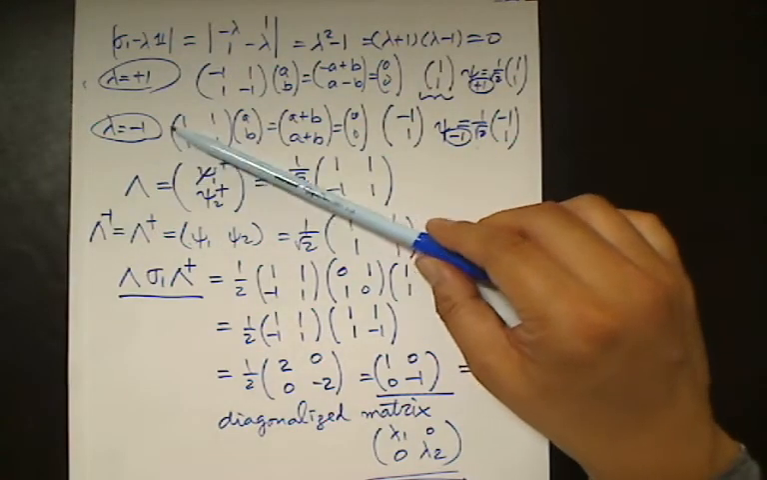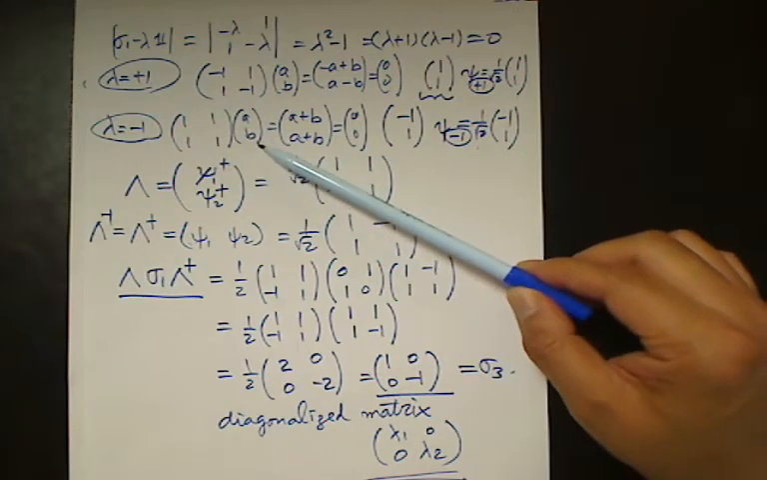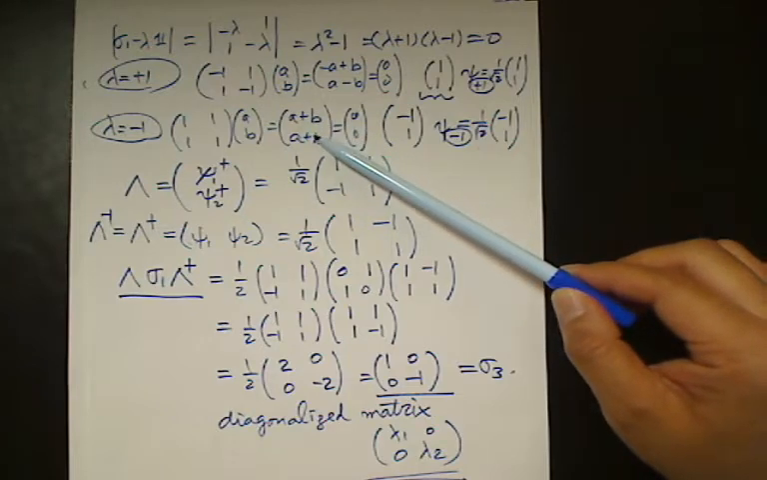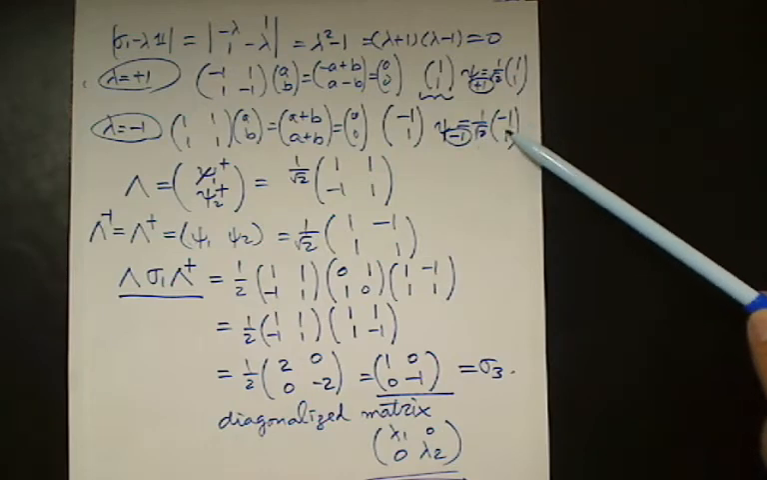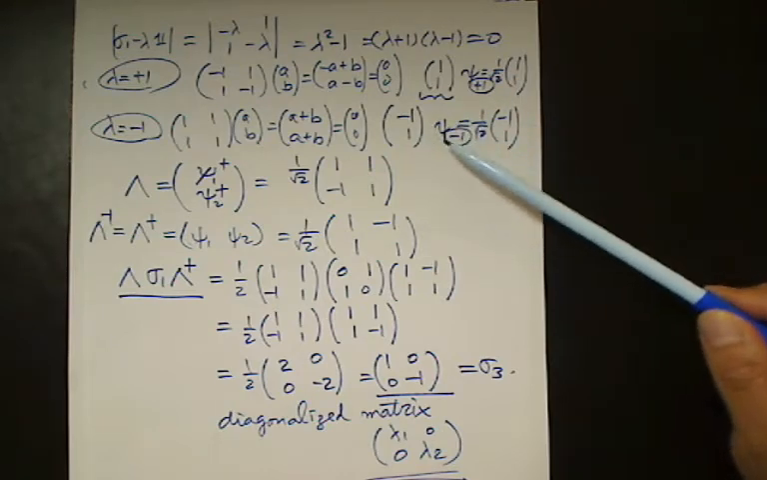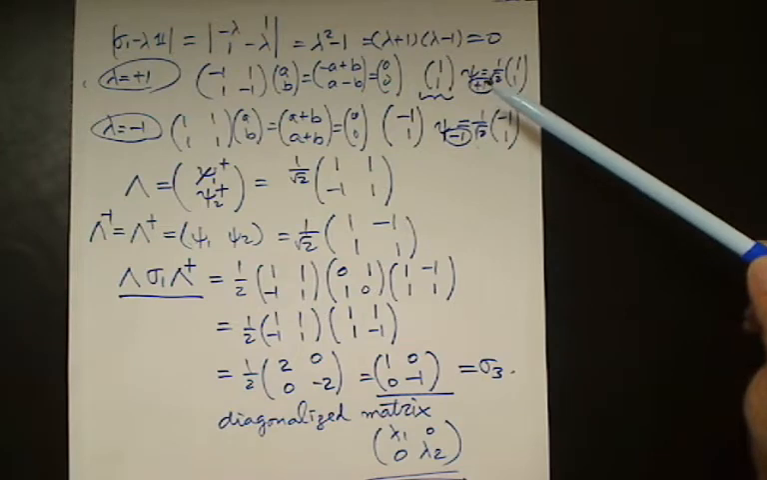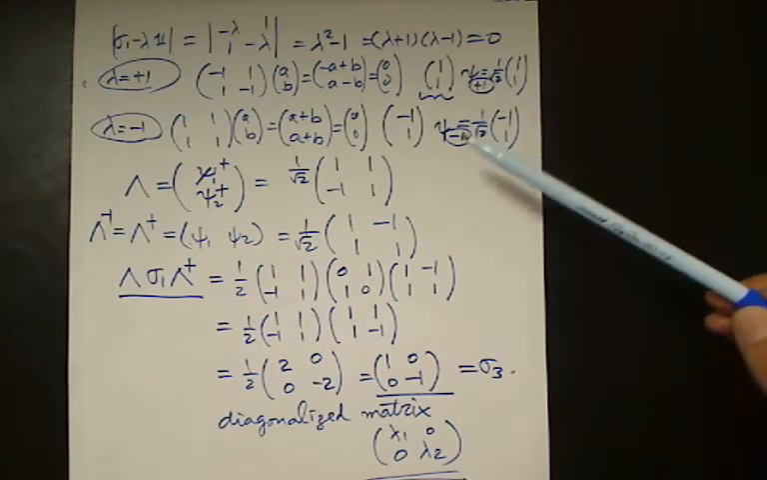For the lambda equals minus 1 case, it is 1, 1, 1, 1 multiplied by a trial eigenvector that gives the opposite sign for A and B. Therefore, I can simply choose minus 1, 1, times 1 over square root of 2 for the normalized eigenvector. So that means a spin-up state along the x-axis, and a spin-down state along the x-axis.